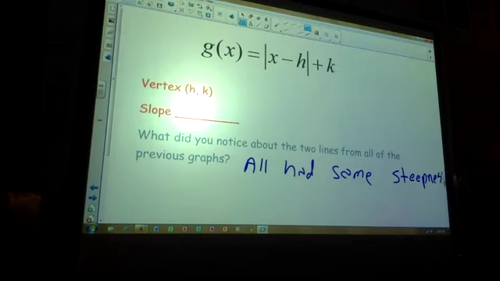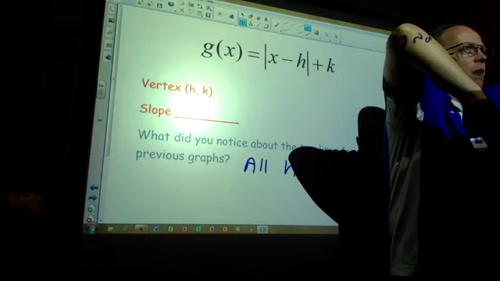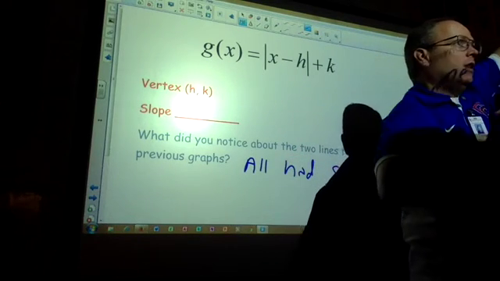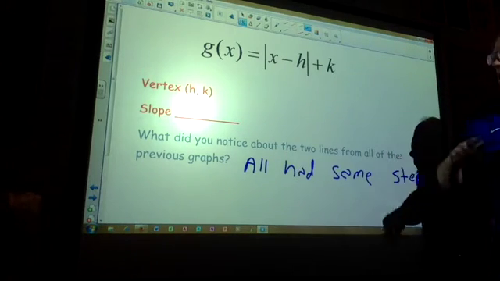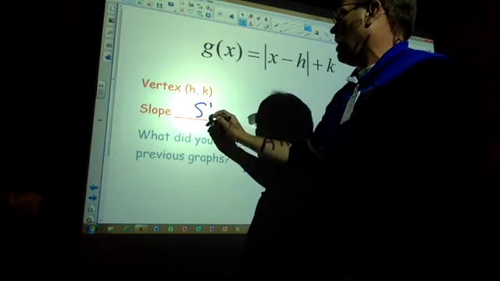Did I spell that right? Steepness. Okay, because it's not necessarily the same slope, because if I have two slopes doing this, one's positive, one's negative, right? But they have the same steepness. This would be the same slope. If they're like this, that's two different slopes. So slope is the steepness of the graph.